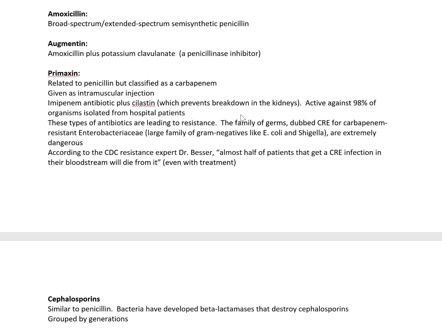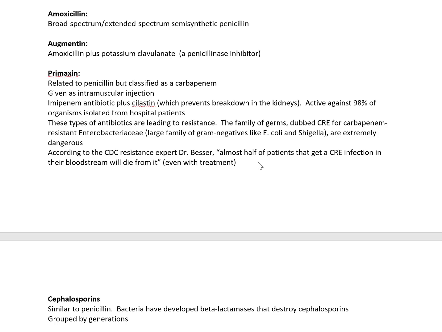But the resistance that's coming from this group is terrifying. So let me read this. These types of antibiotics are leading to resistance. The family of germs, dubbed CRE for carbapenem-resistant Enterobacteriaceae, which is a large family of gram-negatives, including E. coli, Shigella, dysentery, Klebsiella pneumoniae, etc. Very, very dangerous. So this is the one, if you were to just type in nightmare superbugs to Google, this is what they'd be talking about.